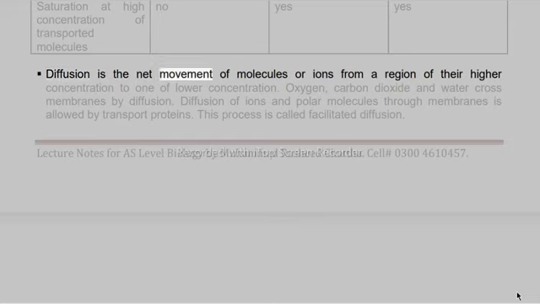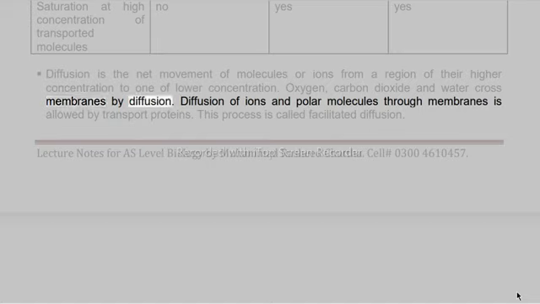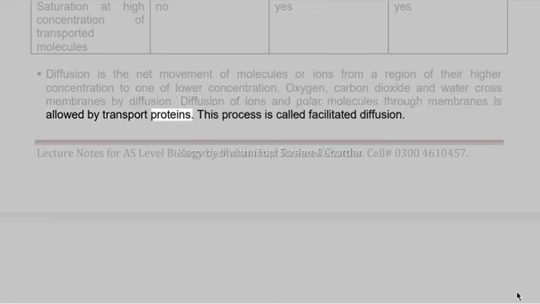Diffusion is the net movement of molecules or ions from a region of their higher concentration to one of lower concentration. Oxygen, carbon dioxide and water cross membranes by diffusion. Diffusion of ions and polar molecules through membranes is allowed by transport proteins. This process is called facilitated diffusion.